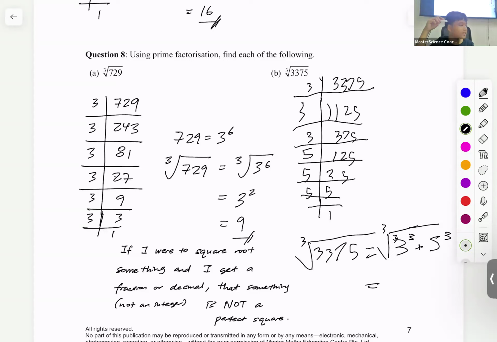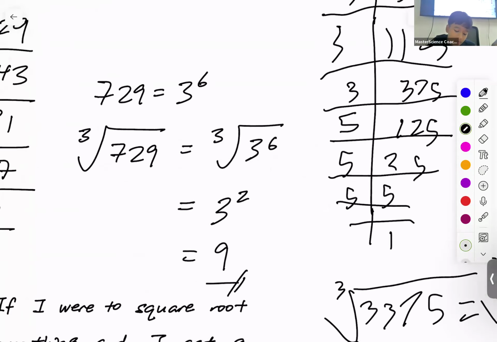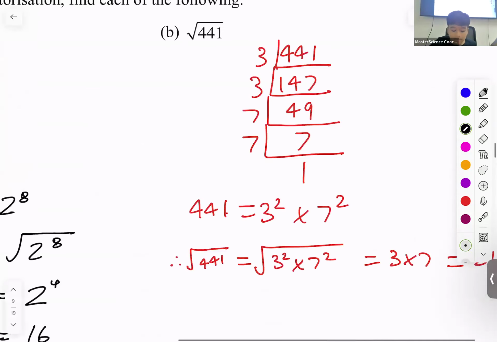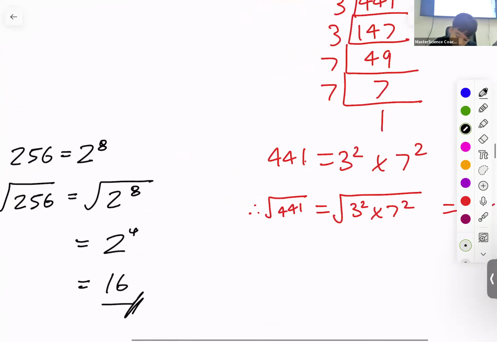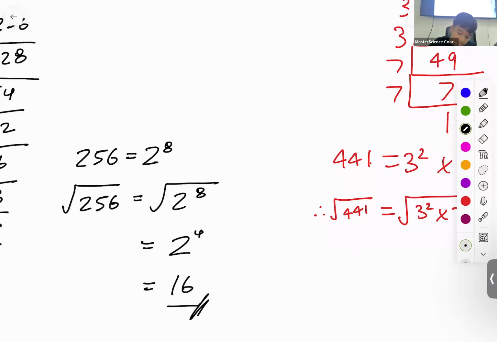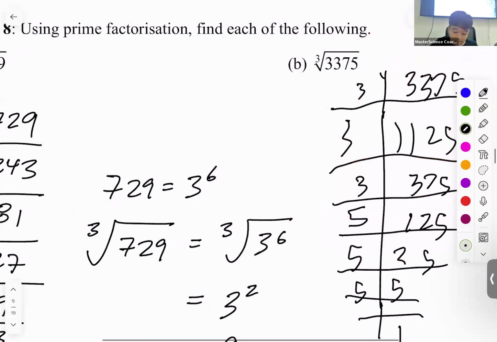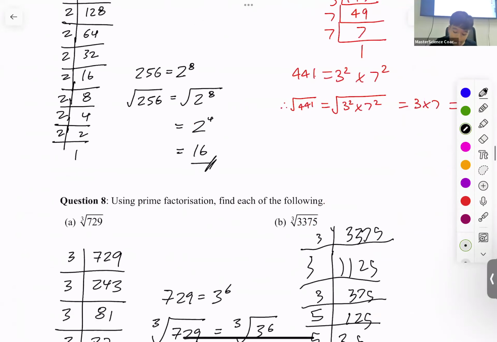Try to recall. Look at the power 6 here. What did the power 6 become? The power 6 became power 2. Remember here? Square root: square root 2 and 2 became 1 and 1. Square root 8 became 4. So for square root, it is divided by 2. For cube root, it is divided by 3. Remember just now I wrote divide by 3. So for cube root, we are going to divide by 3.